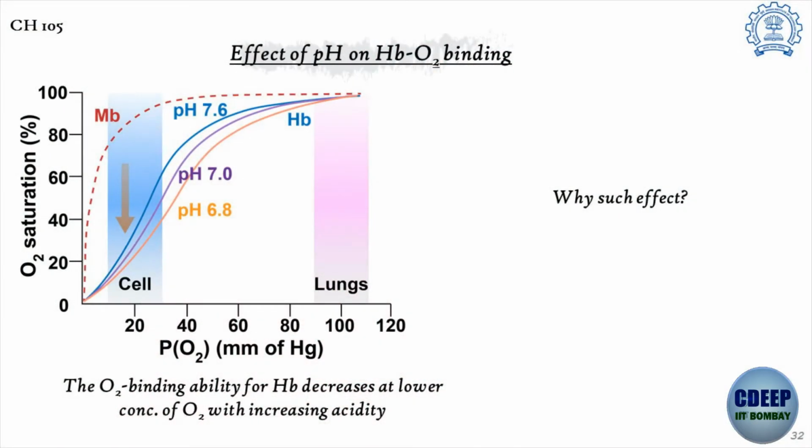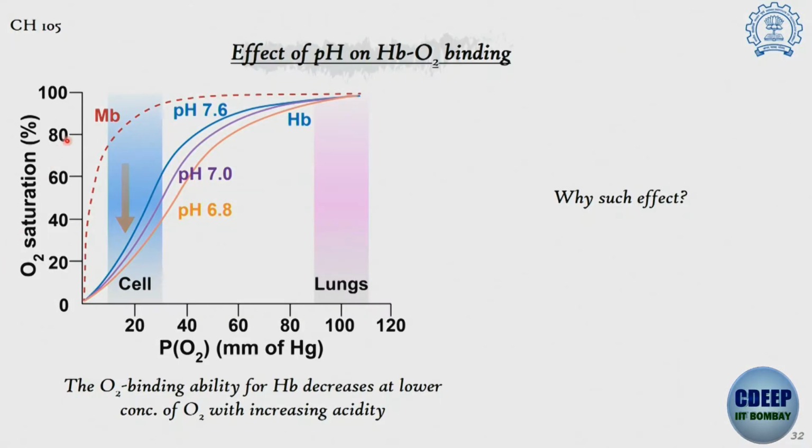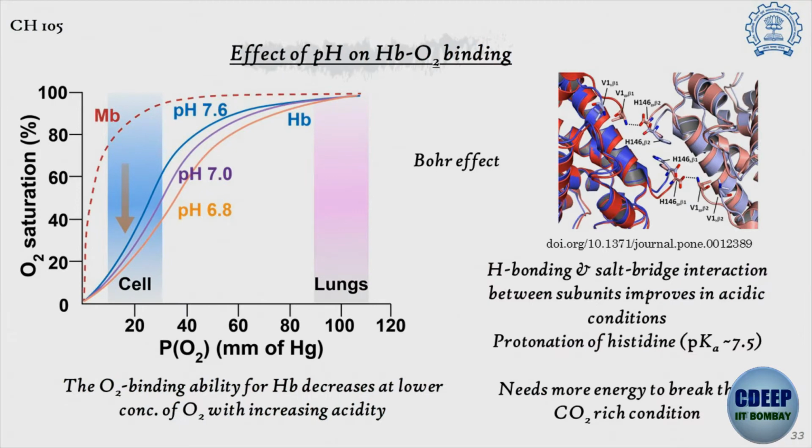The first question. Over here I am showing the oxygen binding curve for myoglobin in the dotted line, which is, as expected, a hyperbolic interaction. Then I am showing you hemoglobin binding to oxygen at 3 different pHs: 7.6 in the blue, pH 7 in the purple, and 6.8 in the orange. As you are seeing, as I increase the acidity or decrease the pH of the solution, the oxygen binding at lower pressure for hemoglobin is getting down. Question is why? To answer that, we have to again look back to the interaction between the different subunits.